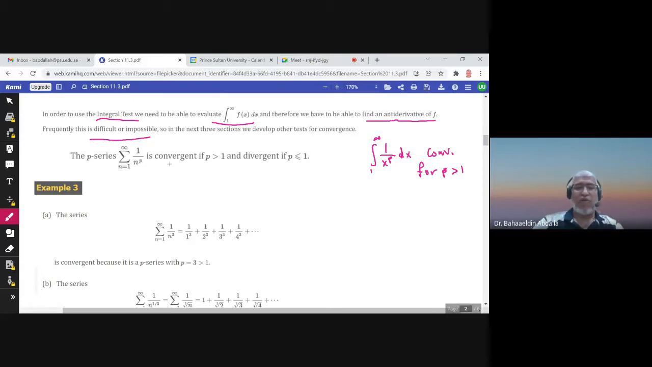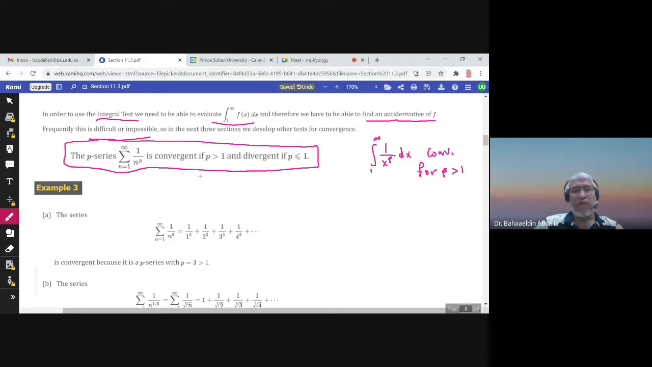Okay, so the p series, the summation of 1 over n to the power p, would be convergent for p greater than 1 and divergent for p less than or equal to 1. And we will call this series 1 over n to the power p the p series. And we will use this series a lot in the coming sections.